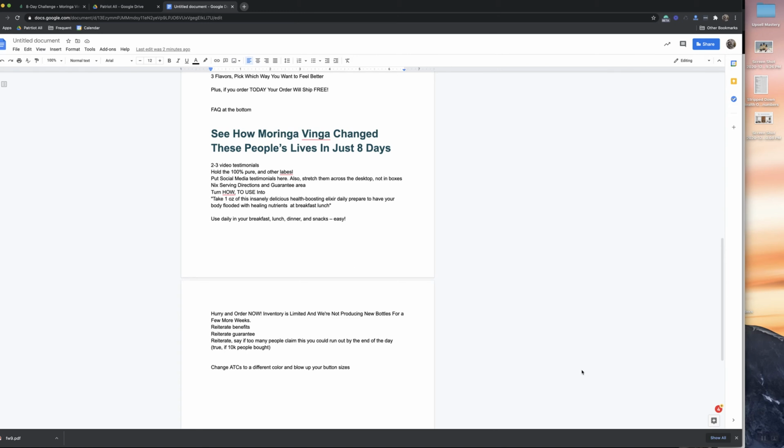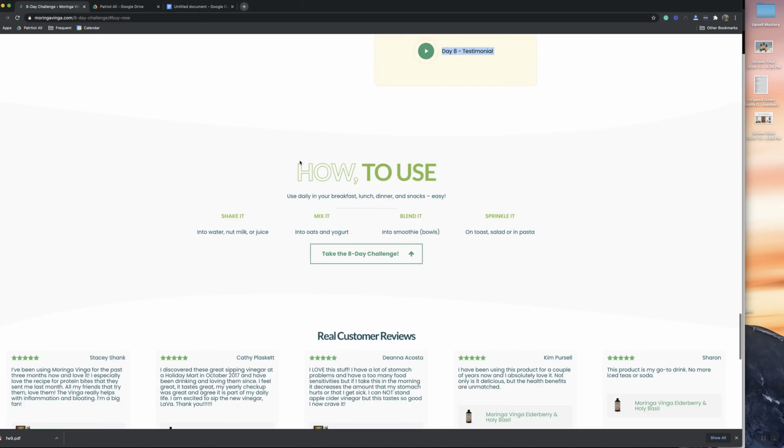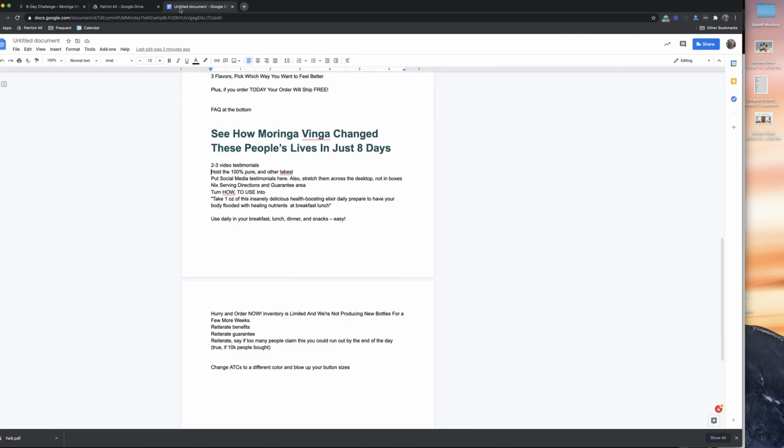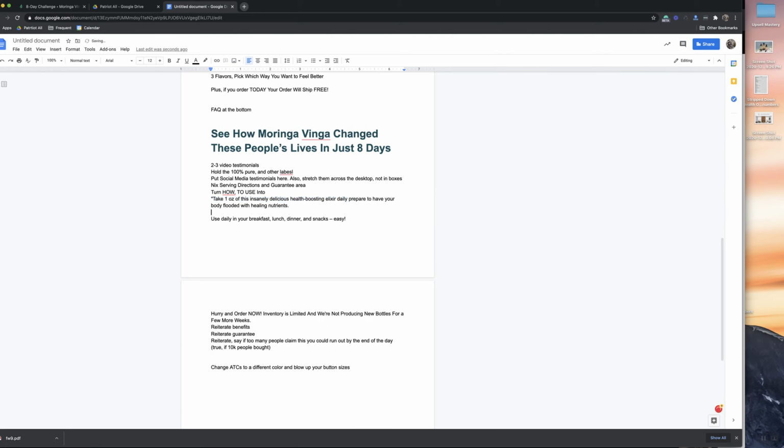Let's see. So, yeah, this area would then become a new subhead, and it would just say, take 1 ounce of this insanely delicious health boosting elixir daily. Prepare to have your body flooded with healing nutrients. That's pretty rough, but you're just making a big promise here. And then you can say use daily in your breakfast, lunch, and dinner. No, that's not it.